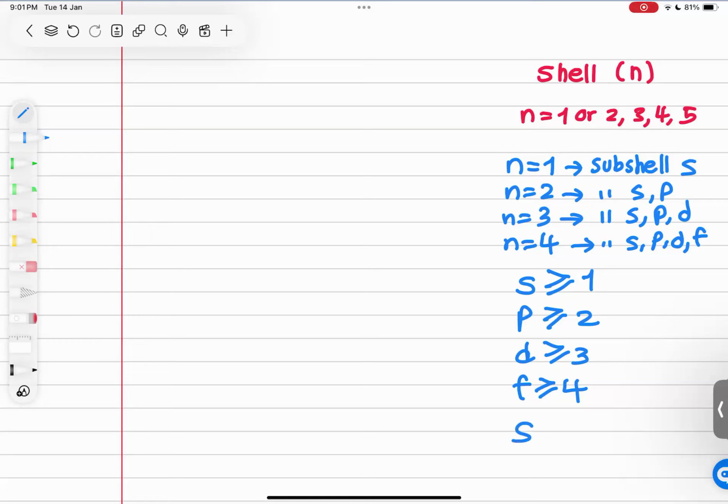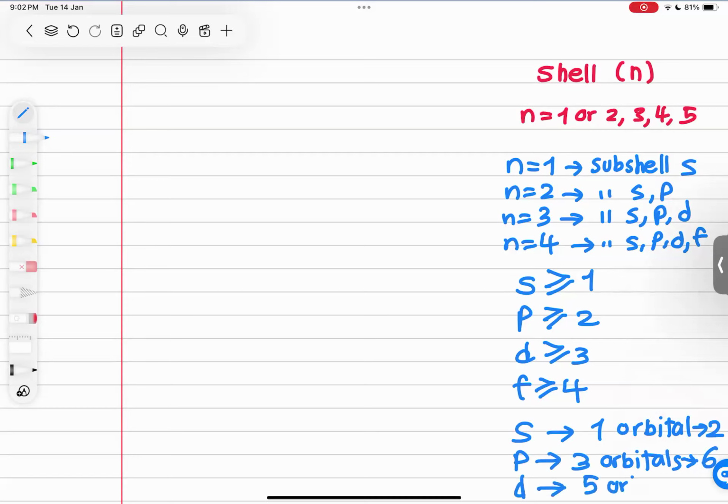s is divided into one orbital only. It contains only one orbital, and this orbital contains 2 electrons. And p contains 3 orbitals, and these orbitals will contain 2 each, so the total is 6 electrons. d contains 5 orbitals, and the 5 orbitals contain 10 electrons, because 5 multiplied by 2.